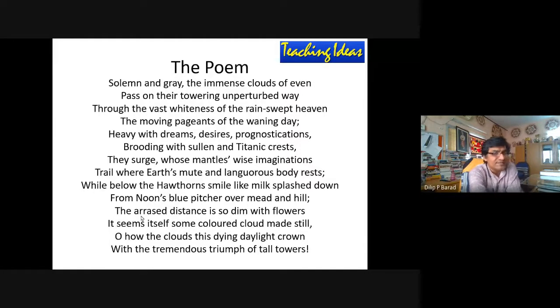So noon may take us to an idea that it is noon or afternoon, and it is personified like earth's mute. Earlier we have seen mentals, wise, these are all personification. So noon also is personified, and it seems like a blue pitcher. Pitcher means pitcher.